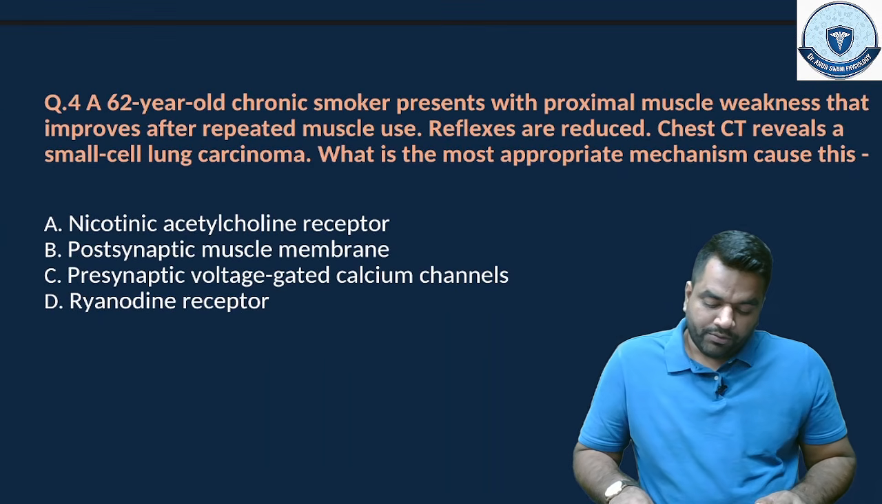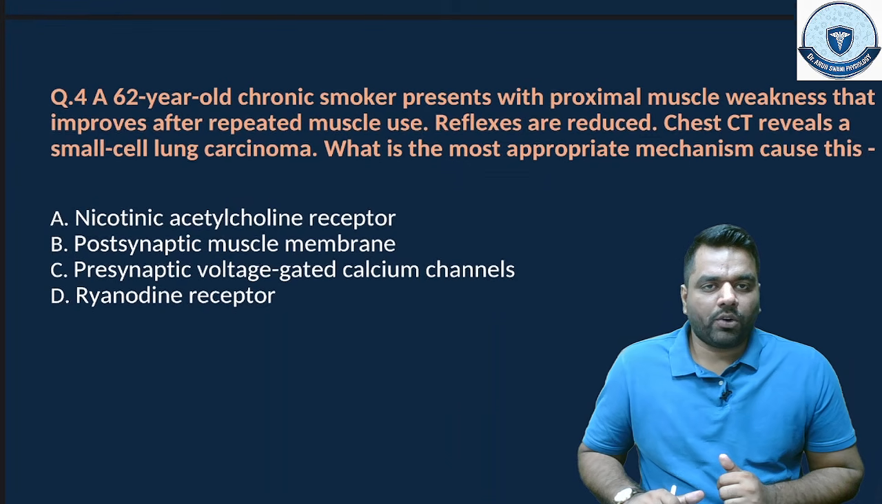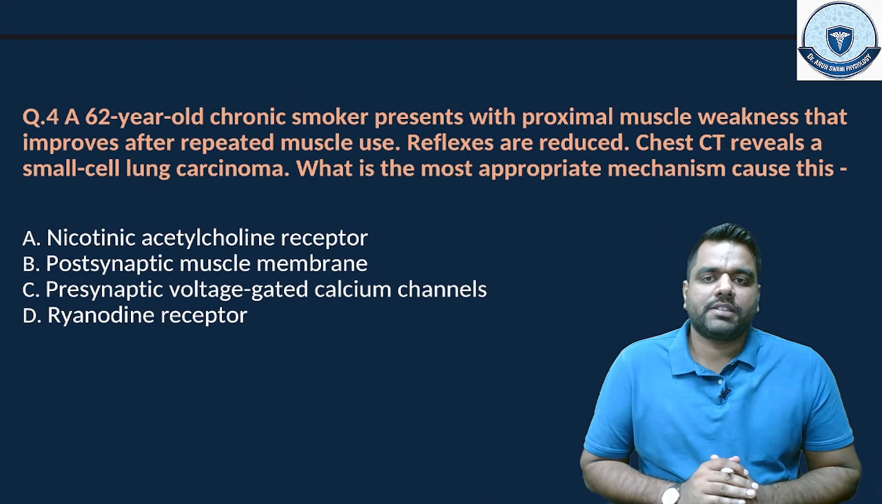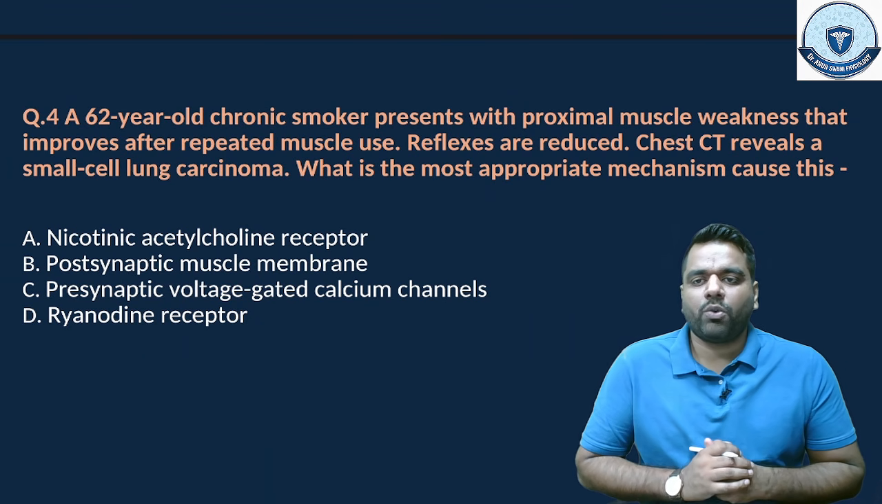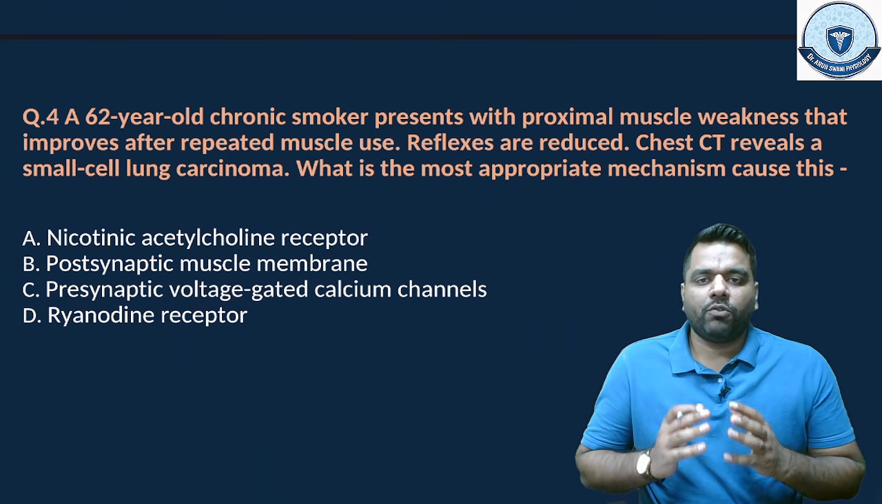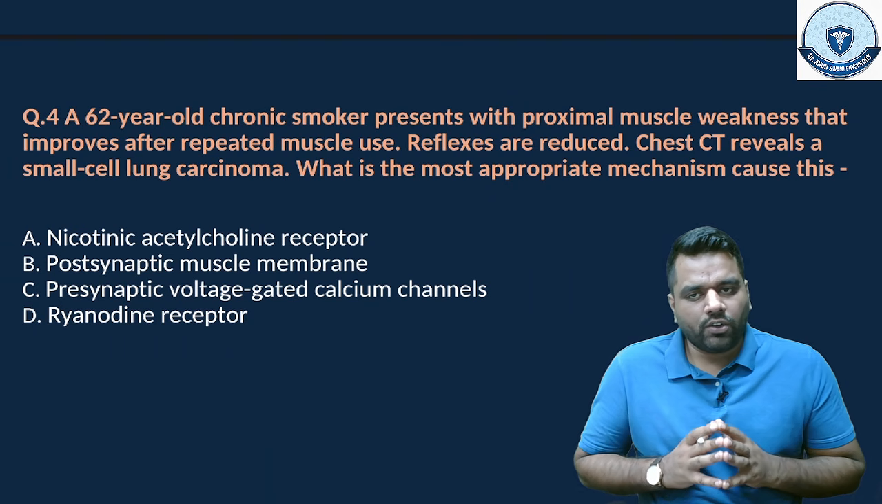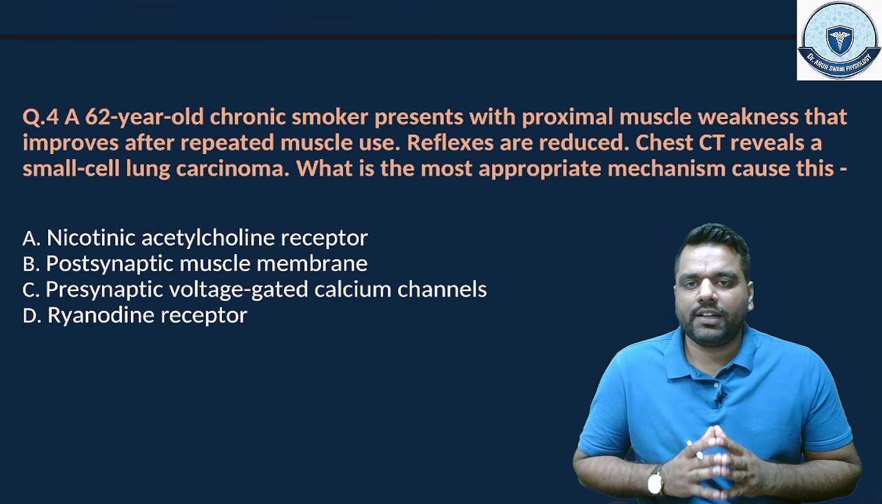Coming to the next MCQ, a 62-year-old chronic smoker presents with proximal muscle weakness that improves after repetitive muscle use. Reflexes are reduced. Chest CT reveals a small cell lung carcinoma. What is the most appropriate mechanism causing this? Nicotinic acetylcholine receptor, postsynaptic muscle membrane, presynaptic voltage gated calcium channels, or the ryanodine receptor.